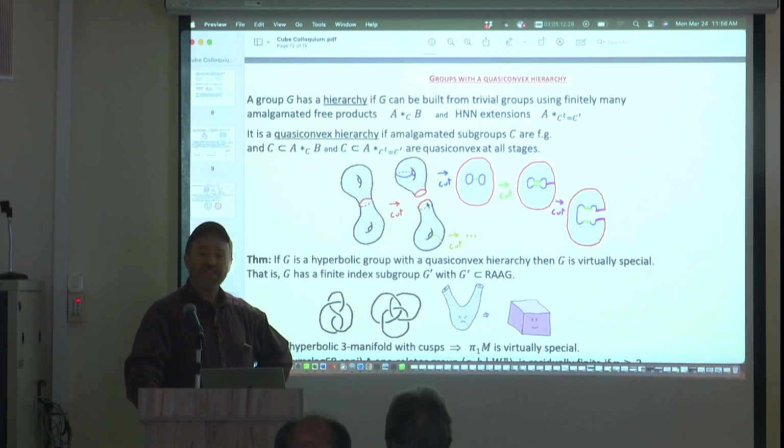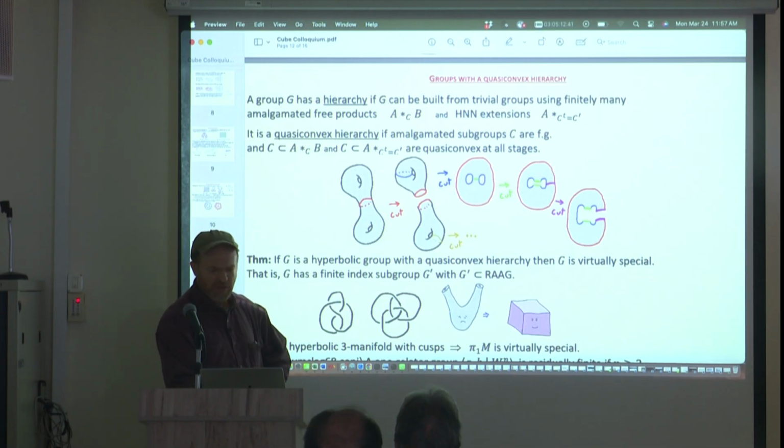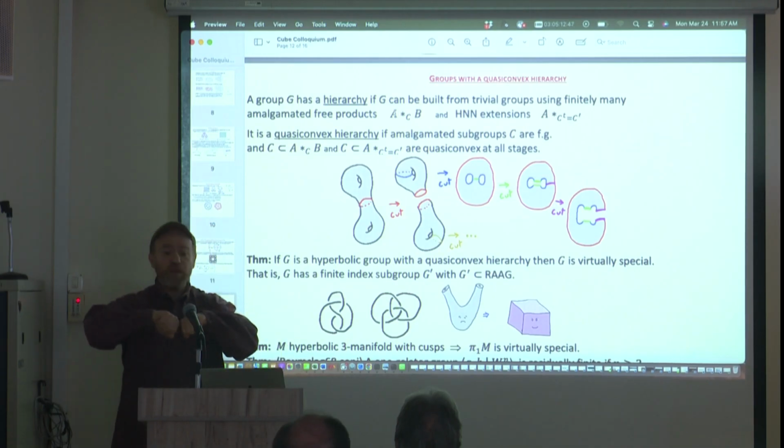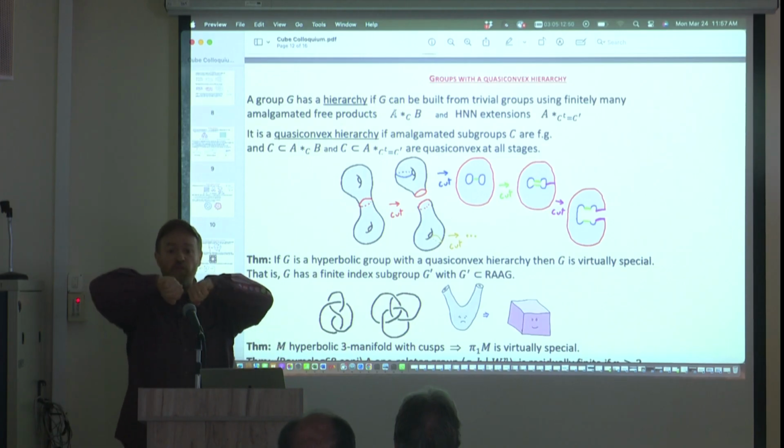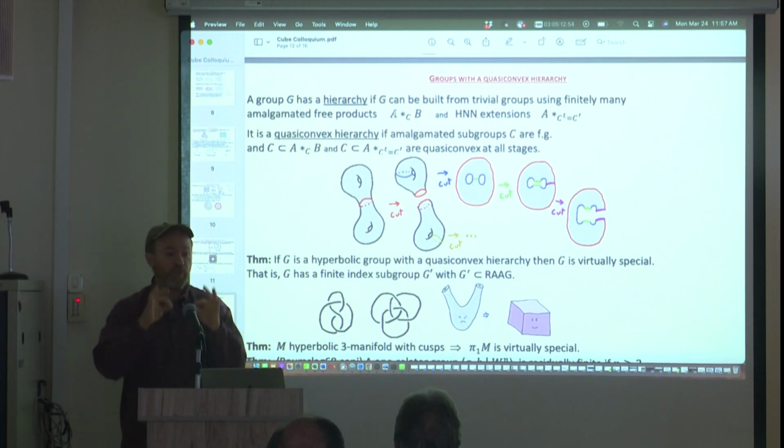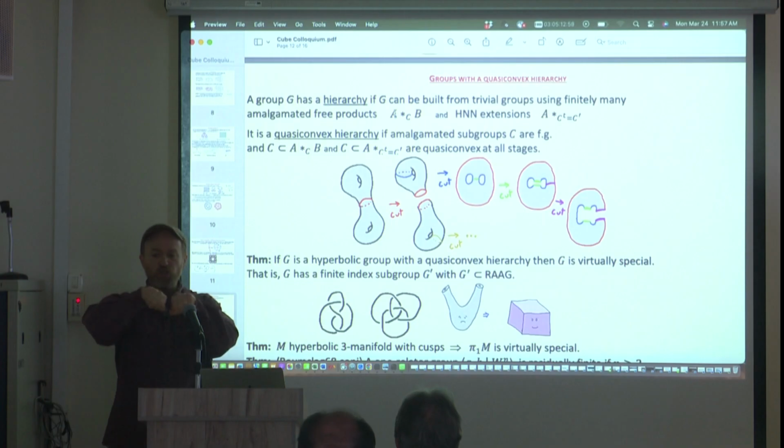A group has a hierarchy if you can build it from trivial groups just by using what's called HNN extensions, which you might not have heard of, or amalgamated free products that you probably heard of. I think probably everybody here has heard of free products. You take two groups, you can form their free product, which is a new group. It's kind of like the way you get a free group from combining two infinite cyclic groups. There's a more general version: you can glue two groups together along a subgroup to get an amalgamated free product.